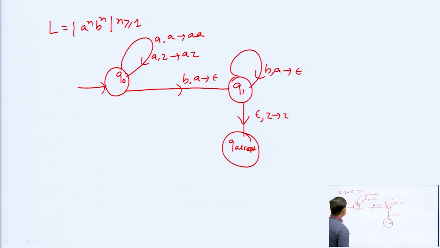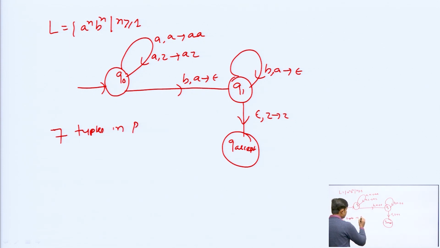Here we have taken the language A to the power n, B to the power n, n greater than or equal to 1, because there is a comparison from the Chomsky hierarchy. We checked already that this cannot be accepted by the finite automata. We have to go for the pushdown automata. So, here is the transition function in your 7 tuples.